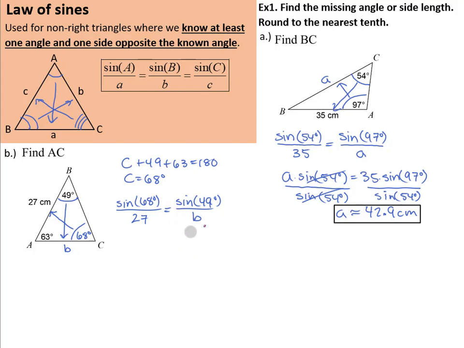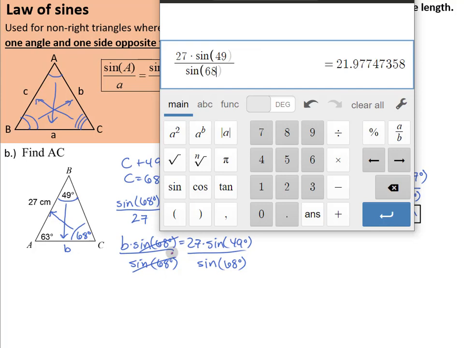But once again, we're going to need to cross multiply. So B times the sine of 68 degrees equals 27 times the sine of 49 degrees. And then to get B by itself, we'll divide away the sine of 68 degrees on each side. And so now we have an expression, or we can go to our calculator and find our value for B. So let's go type that in.